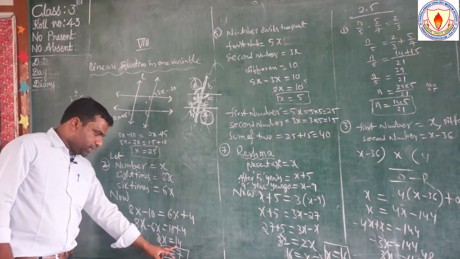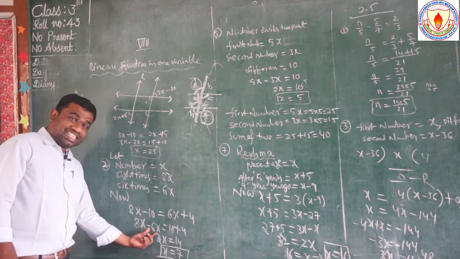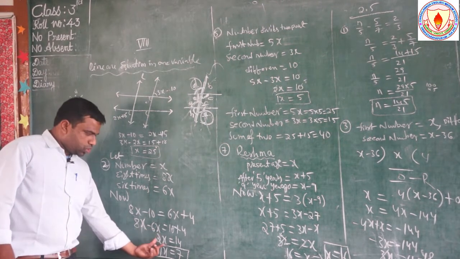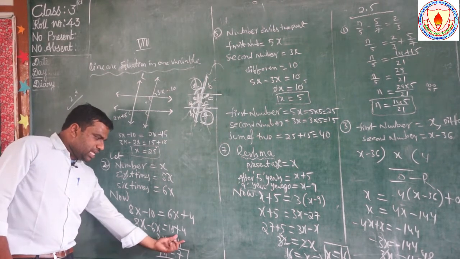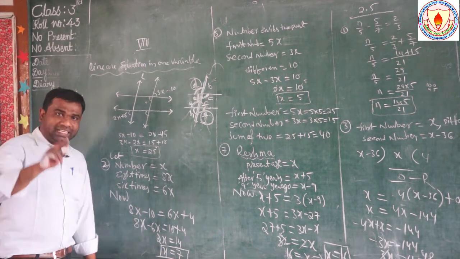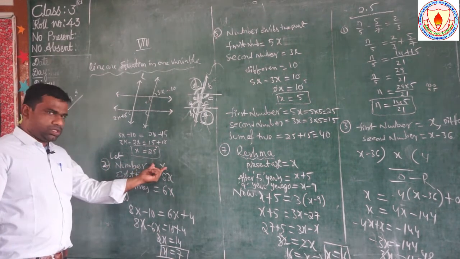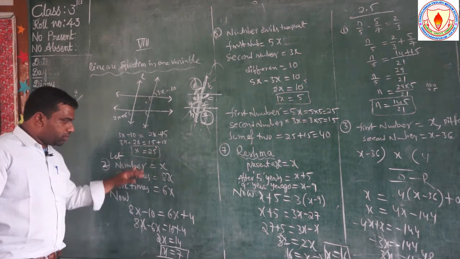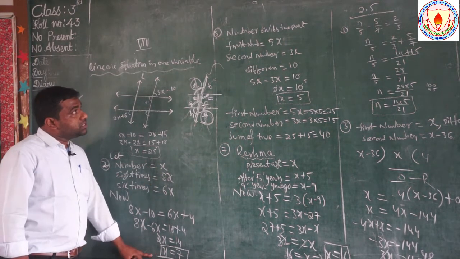4 plus 10 is 14. 8 apples minus 6 apples, 2 apples. So 8x minus 6x is equal to 2x. 2 cancels in 14, 7 times. So x is equal to 7. That number is x. What is that number? 7 is the number, according to that information.